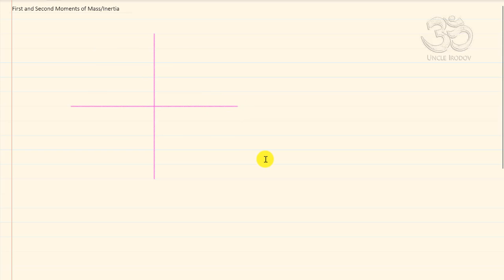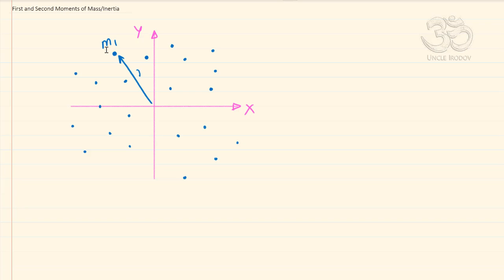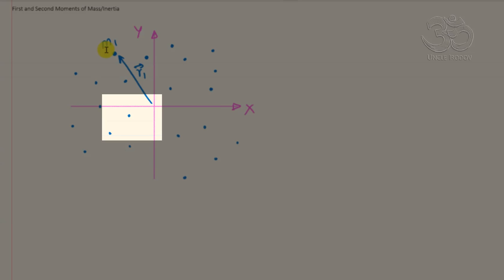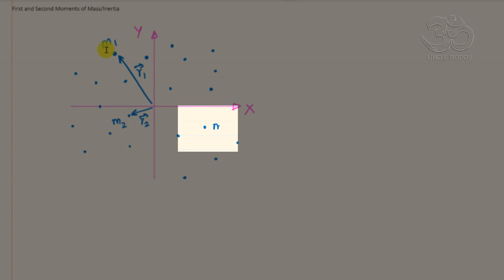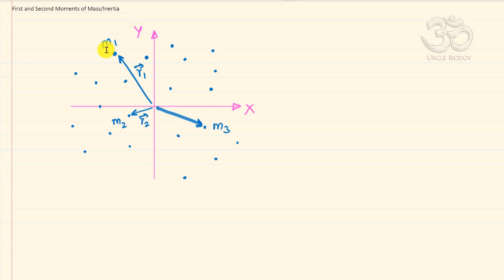So let's say there is a system of x and y axes, and in this xy plane there are a large number of discrete particles which are placed at different locations. So like this. All of these are discrete particles lying here and there in this xy plane, and I can say that these masses are m1 at a location r1, let us say. Then there is a mass m2 at a location r2. You've got a mass m3 which is at a location r3, and so on.